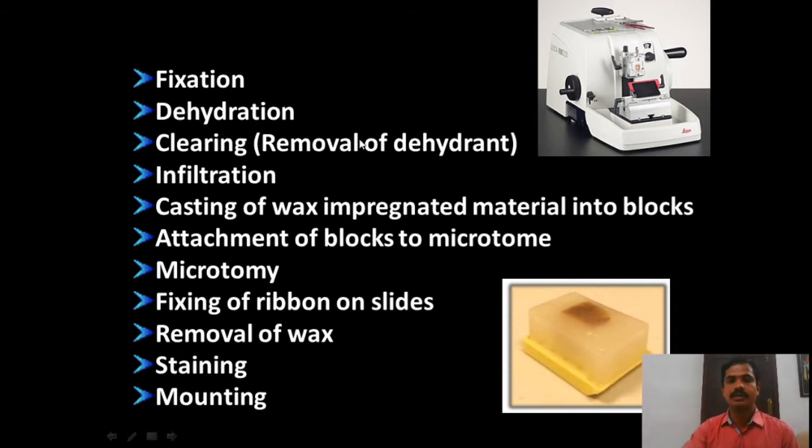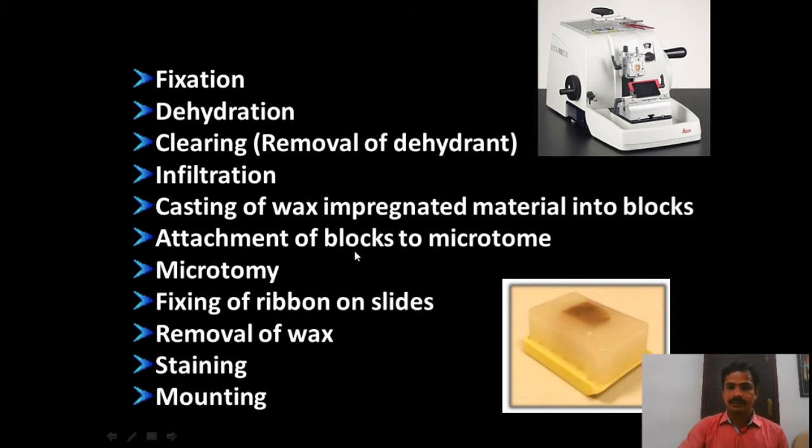That is to be done because usually the dehydrating agent will not mix with the paraffin, so an intermediate solution is used. Then infiltration is the introduction of paraffin in the form of liquid paraffin inside the tissues, inside the cells. Then casting of wax-impregnated material into blocks, this procedure is known as embedding. Here the specimen is introduced into a solid wax block like this.